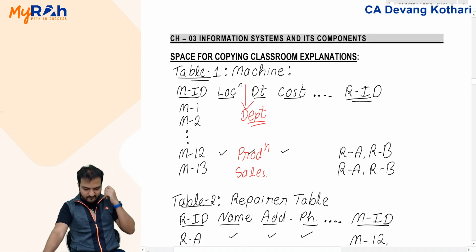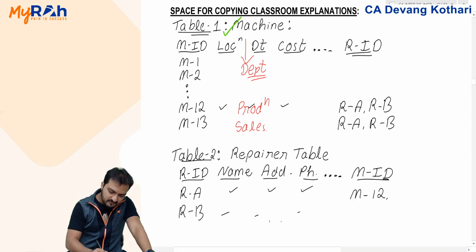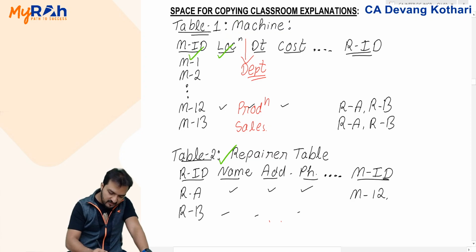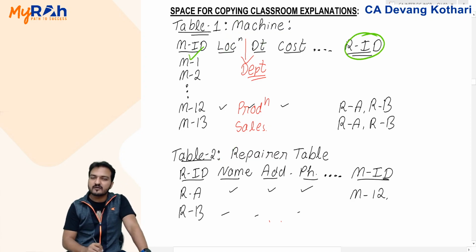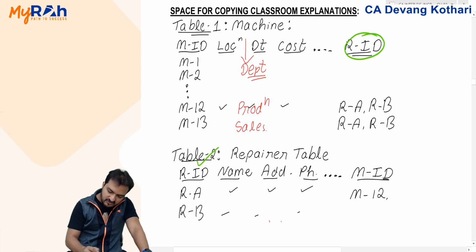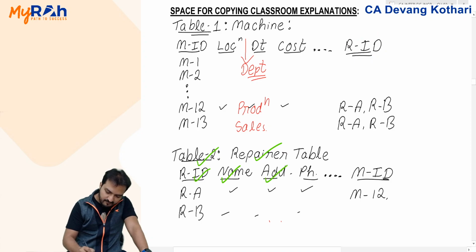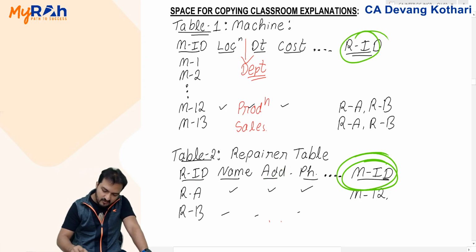Okay, now we had learned that in this diagram over here, where my table 1 is machine data, table 2 is repairer data. Machine data contains all details about machines. One of that data is also the repairer ID. Table 2 is my repairer table, which contains all details about the repairer, but one of that column is also the machine ID. So you see that I have given here cross reference.